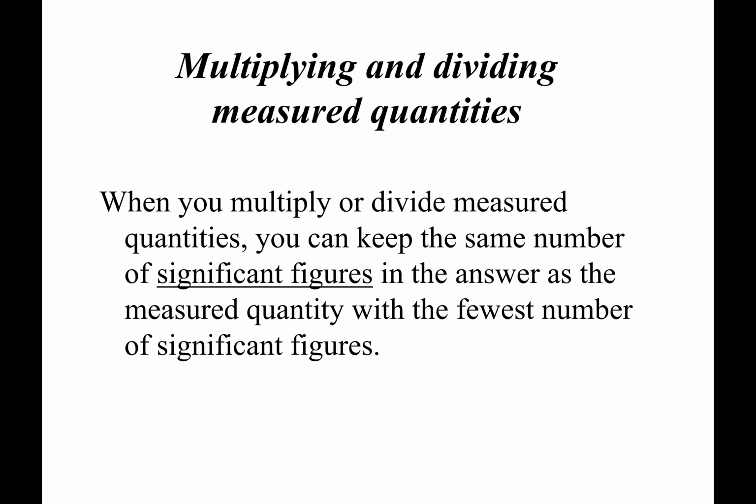Multiplying and dividing, you look at everything you're multiplying and dividing together. It might be 2, 3, 4, 5 terms. And the fewest number of sig figs is what you're allowed in your final answer. So sig figs.